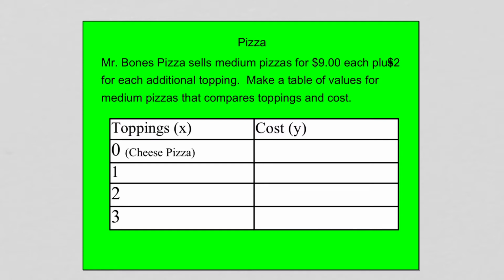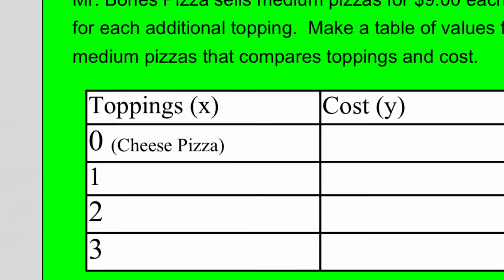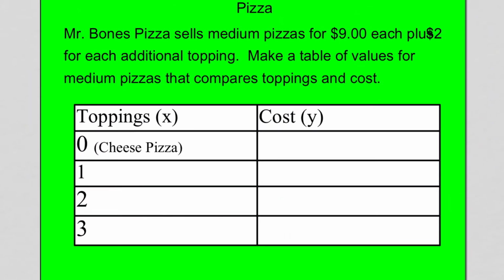So back in the 90s, there was a pizza place called Mr. Bones in Winnipeg, and Mr. Bones Pizza in this problem sells medium pizzas for $9 plus $2 for each additional topping. We're going to make a table of values for medium pizzas that compares toppings and cost. So, our table of values, with 0 toppings except for the cheese, this pizza costs $9.